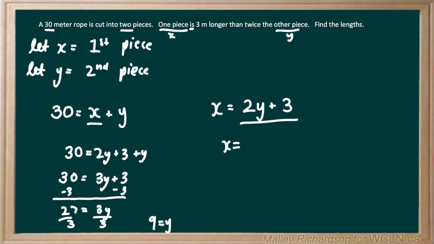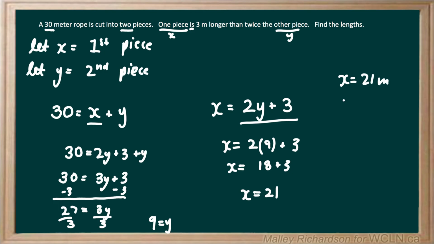So we have x equals 2 times 9 plus 3. Well, 2 times 9 is 18, so we have 18 plus 3. And then x equals 18 plus 3, which is 21. So our lengths are our first piece x equals 21 meters, and our second piece y equals 9 meters.